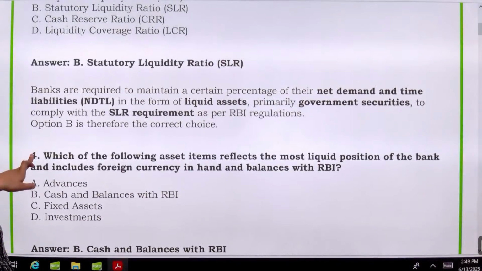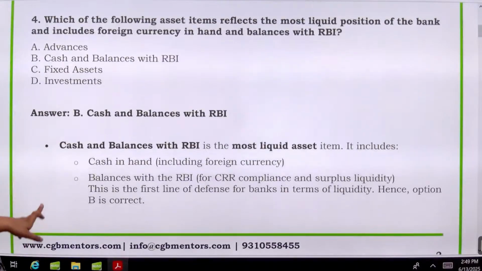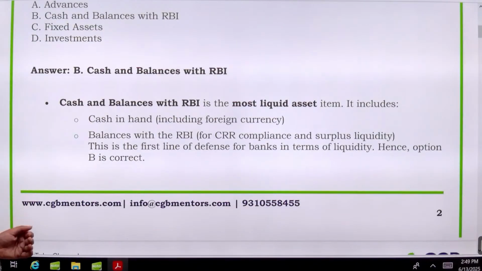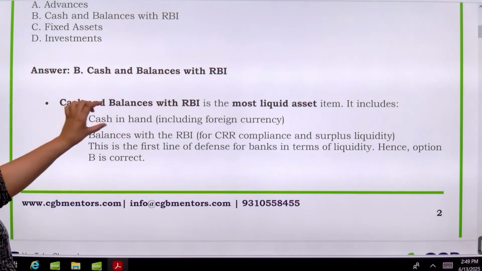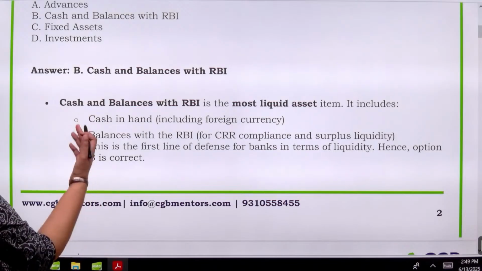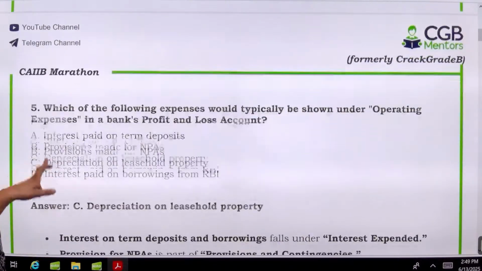Now, next is which of the following asset items reflects the most liquid position of the bank. Out of these, the most liquid one is cash and balances with RBI. Cash and balances with RBI is the most liquid asset. It includes cash in hand and balances with RBI. So, this is the balance sheet head of the bank. In that, cash in hand is also included, balances with RBI is also included. That is why it would be called the most liquid option.